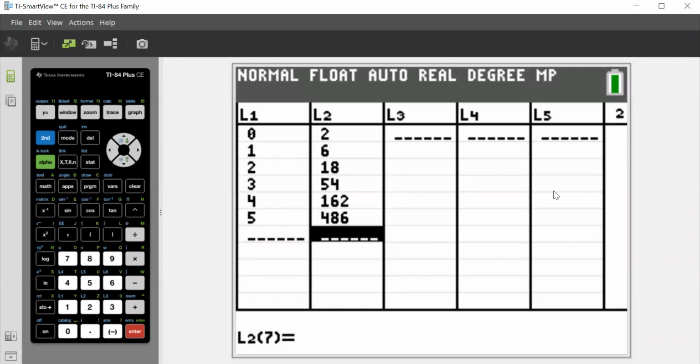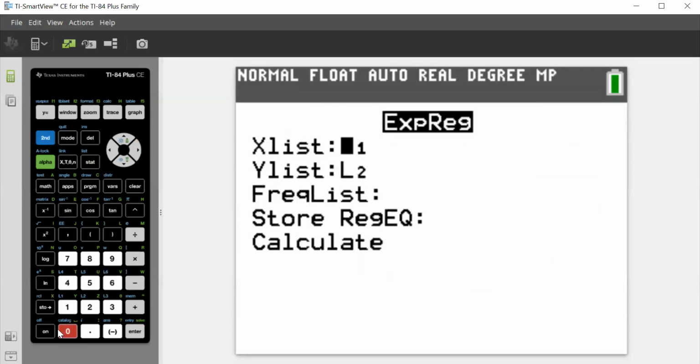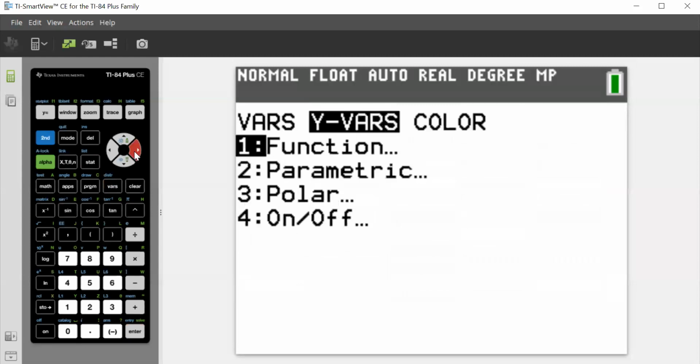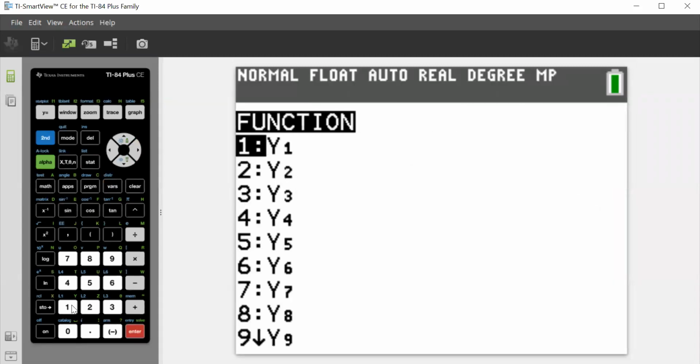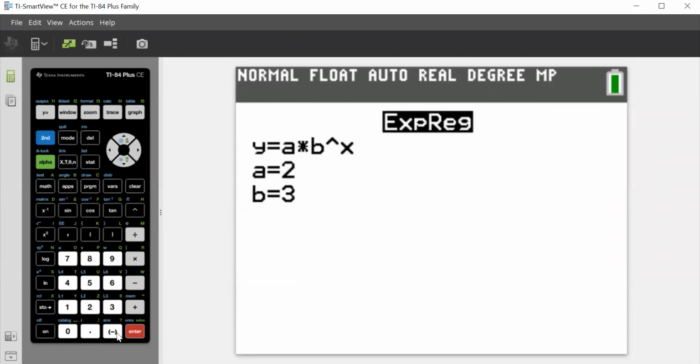Okay, so there's your data. You should have that all in. And again, your steps: stat, calc, and then I'm just going to hit 0 for exponential regression. I'm going to go enter down to here. And now store regression: vars, yvars, function, y1. We can put it in any y we want, so we might as well put it in y1. And there's our equation: 2 times 3 to the exponent x.